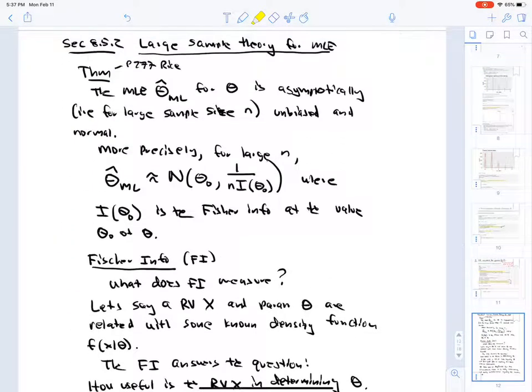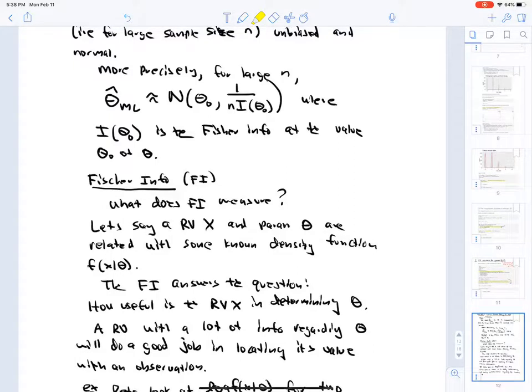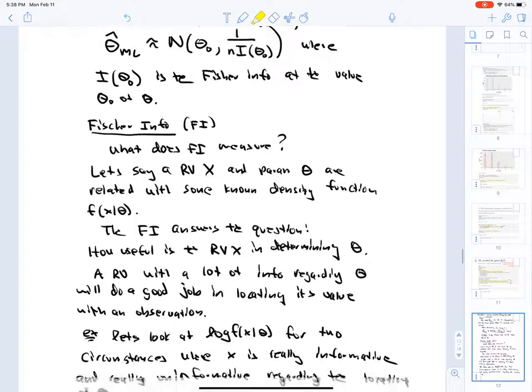On to large sample theory for MLE. The main theorem is that the MLE for theta is asymptotically unbiased and normal. So theta hat for large sample size is approximately normal and unbiased, so the expectation is just the true parameter, and its variance is 1 over n times the Fisher information. This Fisher information is what we're going to talk about for the rest of the time now.